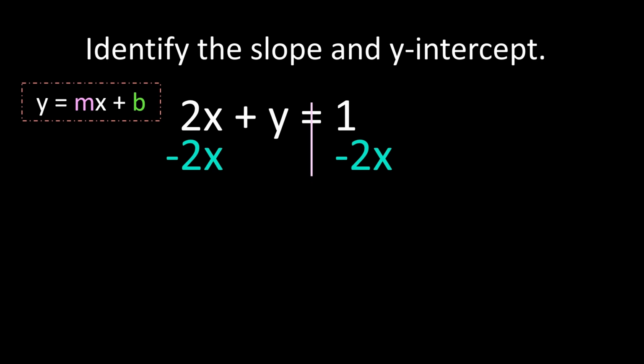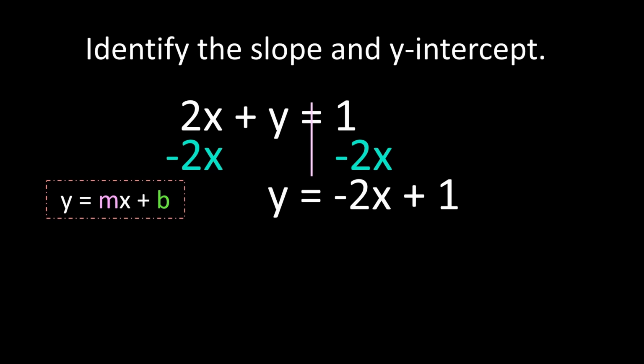Now on the left, I have 2x minus 2x is 0, and I still have the positive y. So on the left-hand side, I'll have y. And on the right-hand side, I have negative 2x. I don't have anything else with the x variable, so I'll have negative 2x, and then I have the positive 1 on that side.